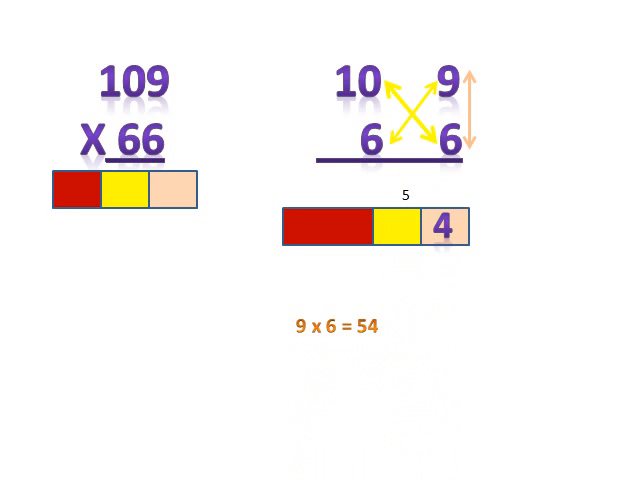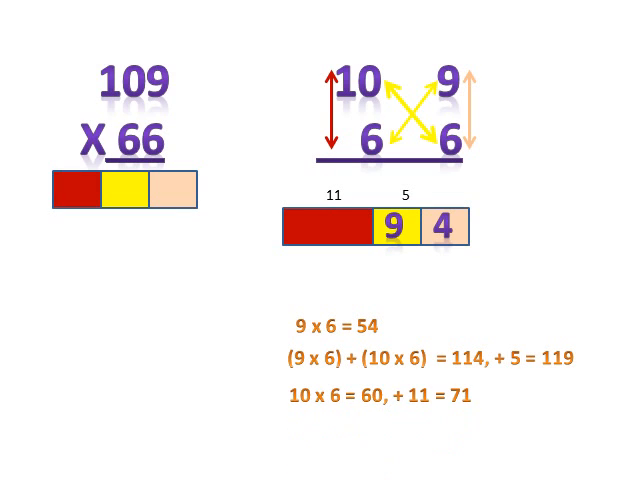And for the second box, this is cross multiplied. Okay, 9 times 6 plus 10 times 6, that will be 114, plus 5, so that's 119. So we write 9 and carry 11. And for the last one, we have 10 times 6, that's 60. And then you carried 11 from the previous box, so now you have 60 plus 11, so that's 71. Therefore 109 times 66 is equal to 7,194.